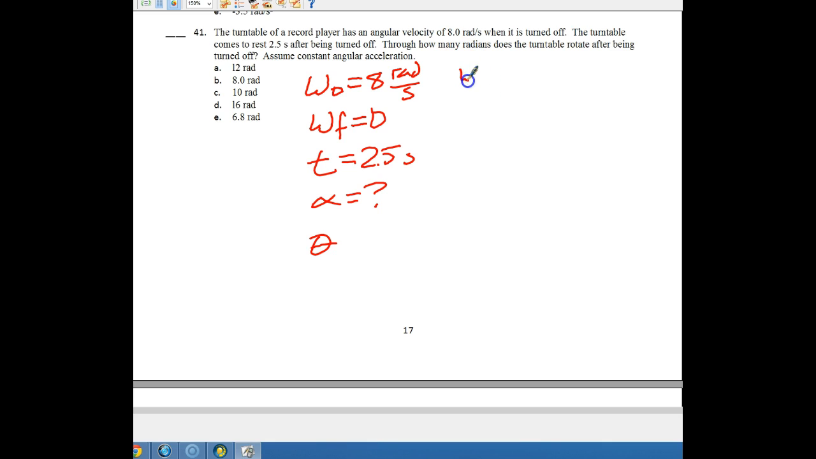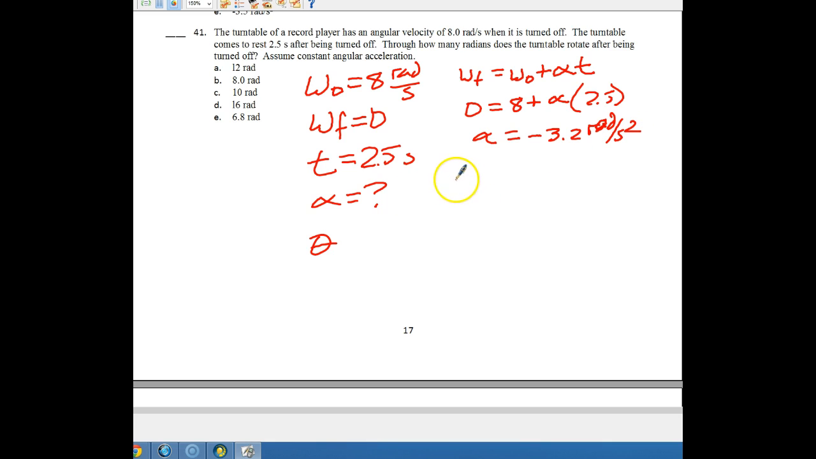We know that the final rotational speed should be equal to the original rotational speed plus alpha times time. Final is 0. This is 8 plus alpha, and then our time is 2.5. So when you solve for this one, you should get an angular acceleration value of negative 3.2 radians, so this would be a radian per second squared.